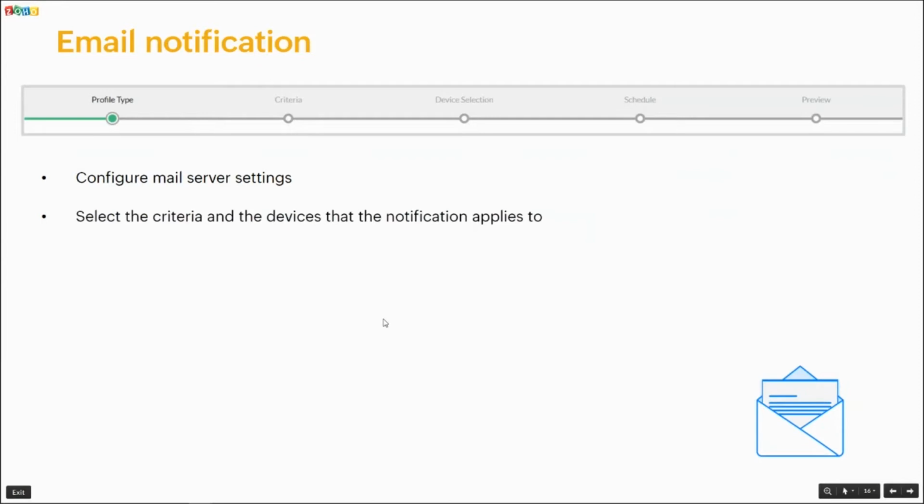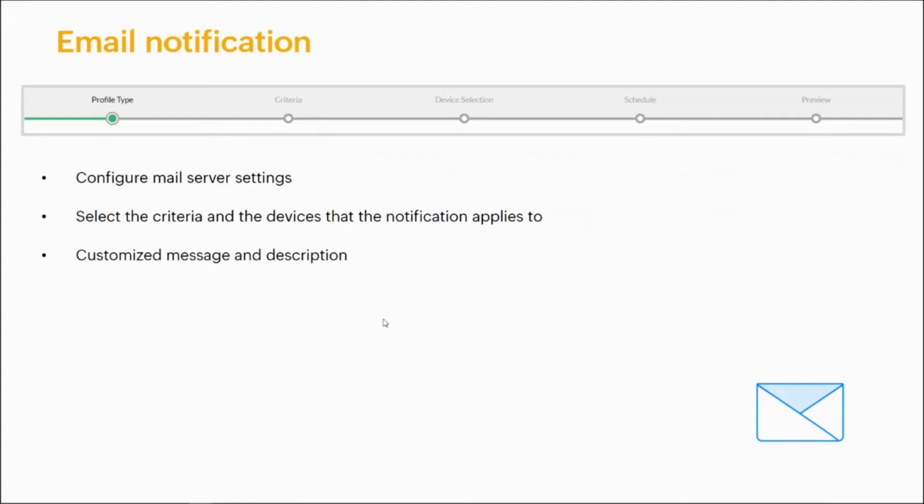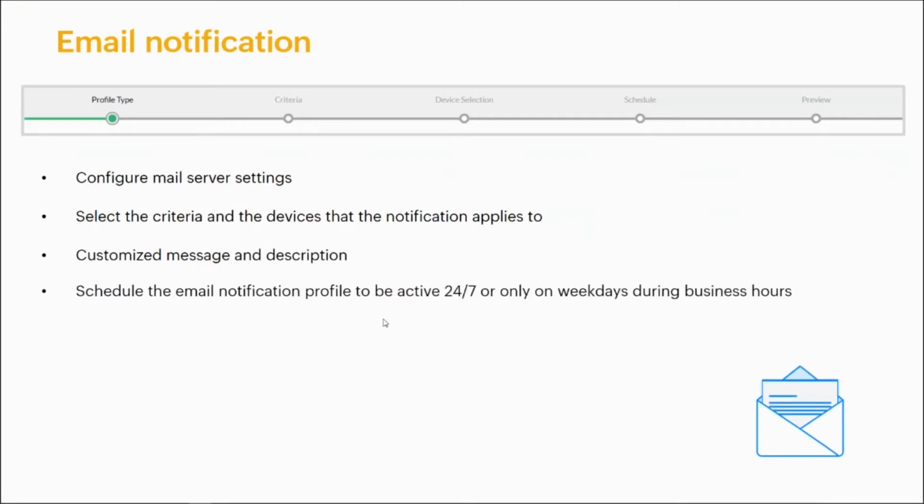The second step is you have to create your email notification profile, where you select the criteria and the devices for which the notification has to work. And then you can customize the messages and description pretty easily. You can also customize this notification to work 24/7, or on a specific time period or days, which can be non-business hours as well.